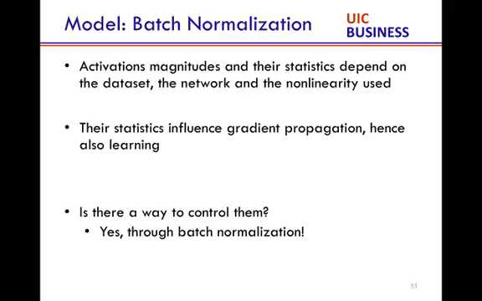So, as I said in the previous slide, activation magnitudes and statistics depend on the dataset, the network, and the nonlinearity used. When I say the network, I'm talking about the parameters of the network. These activations influence the gradient propagation and hence also learning, in the sense that the activation value typically gets multiplied to the incoming gradient. The activation value of the previous layer gets multiplied to the gradient that's coming through a node.